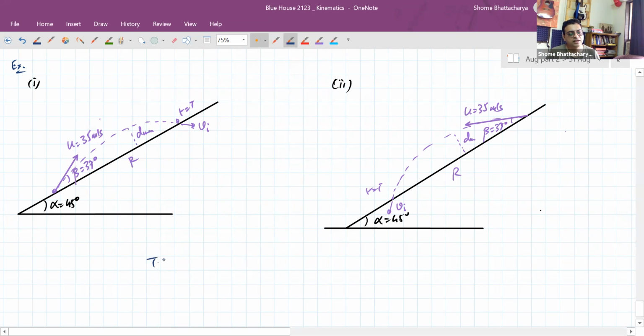So take g equal to 10 meters per second square. Take root 2 as its approximate value 1.4. Okay, and find all these things: time, range, maximum distance, and the impact speed in both cases.